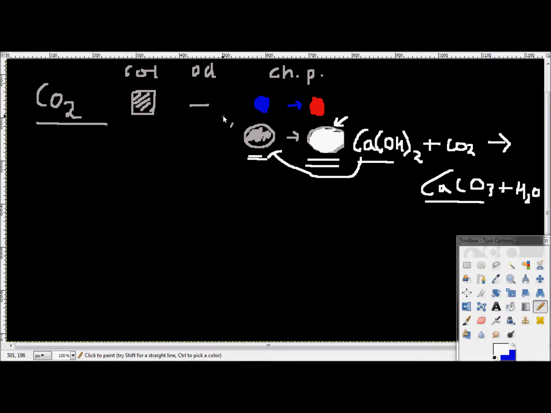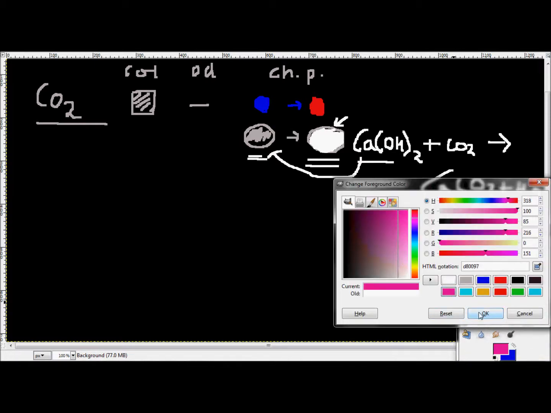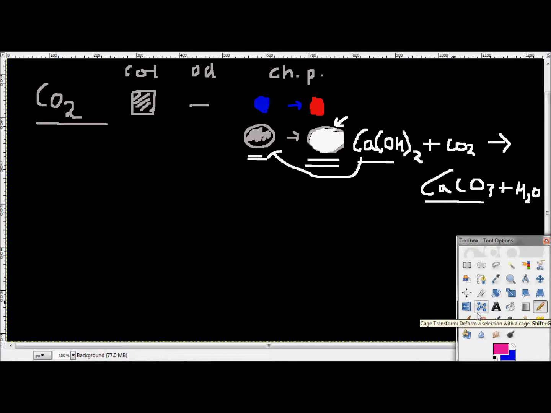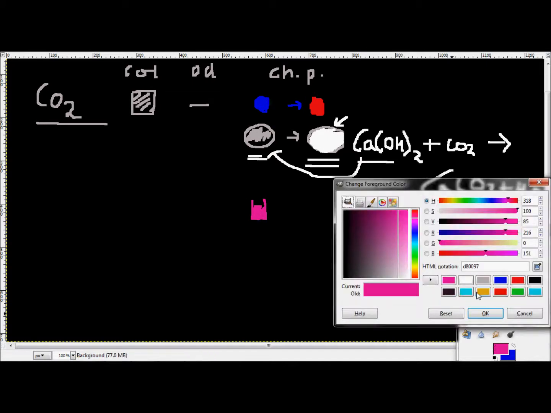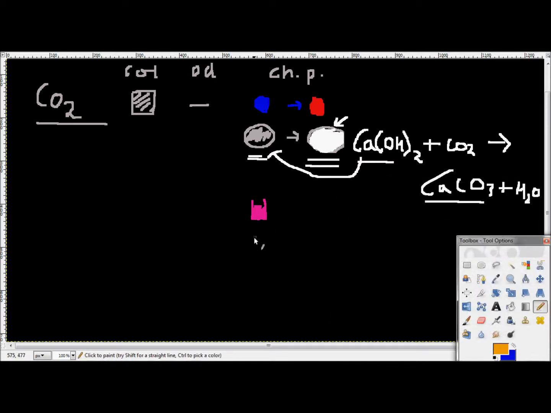Now the next property is also pretty important. You'll see how important it is a bit later. What it is, is that it has no effect on KMnO4, which is potassium permanganate, and K2Cr2O7 solution. Okay, I'm just going to first draw KMnO4. KMnO4 is this pinkish purple, and K2Cr2O7 solution would be a shade of orange. I'm going to draw it below.